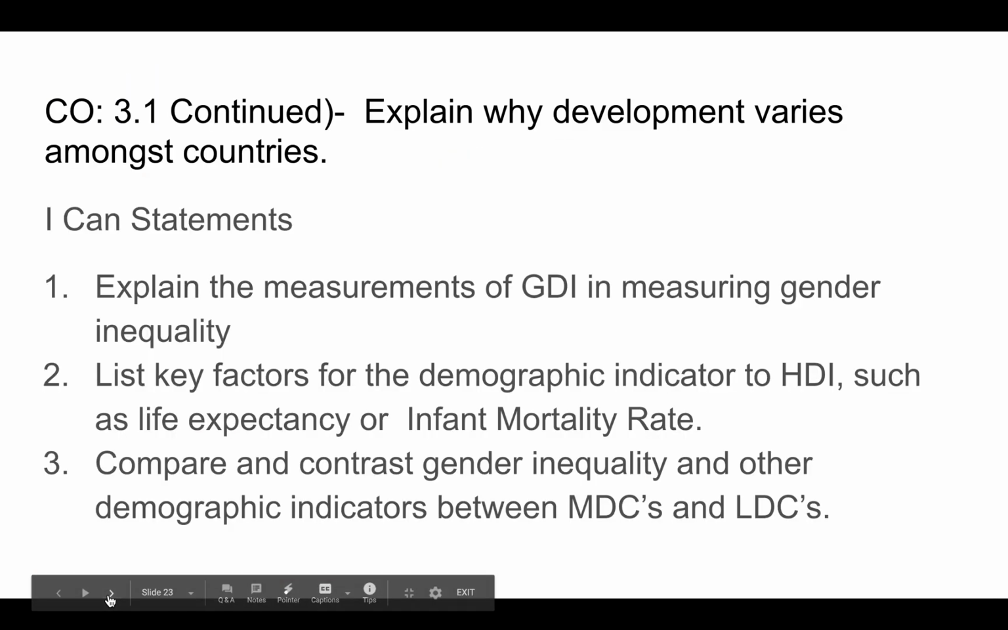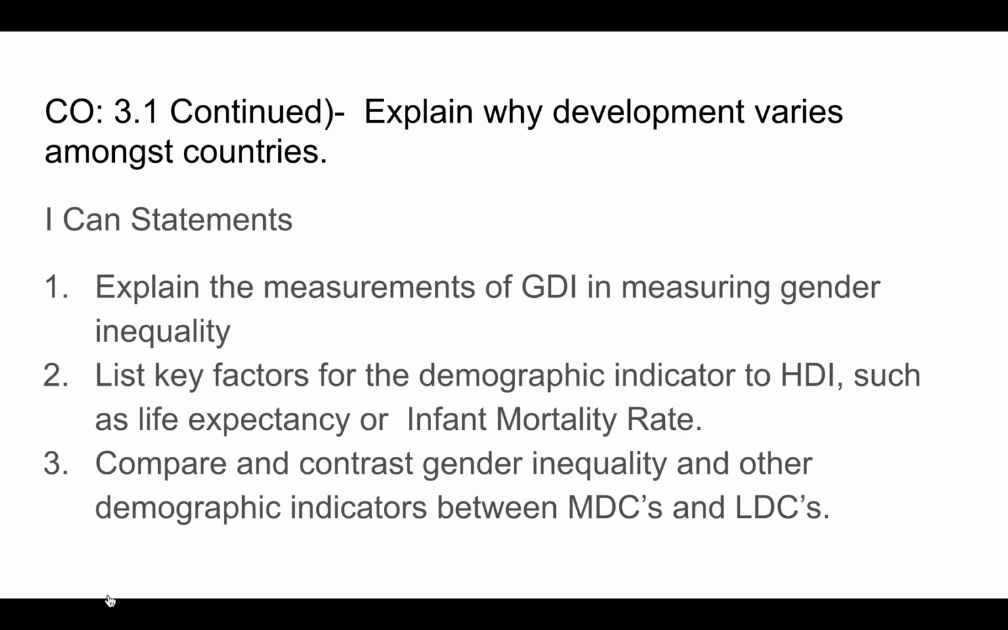All right, let's continue with 3.1. Explain why development varies amongst countries. That's your content objective. Your I can statements: 1. Explain the measurements of GDI, or Gender Development Index, in measuring gender inequality. 2. List key factors for the demographic indicators to Human Development Index, such as life expectancy or infant mortality rate. 3. Compare and contrast gender inequality and other demographic indicators between MDCs and LDCs.